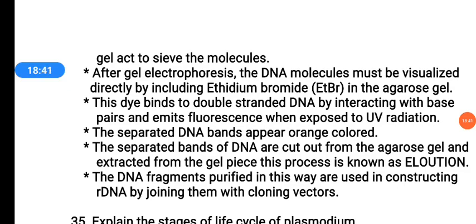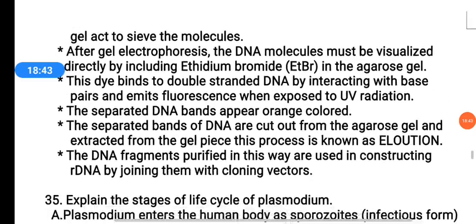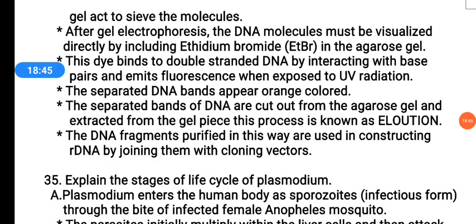The separated bands of DNA are cut out from the agarose gel and extracted from the gel piece. This process is known as elution. Finally, the DNA fragments are purified and used in constructing rDNA by joining them with cloning vectors. Okay, these are the steps of gel electrophoresis.